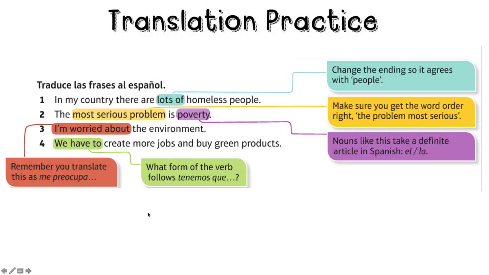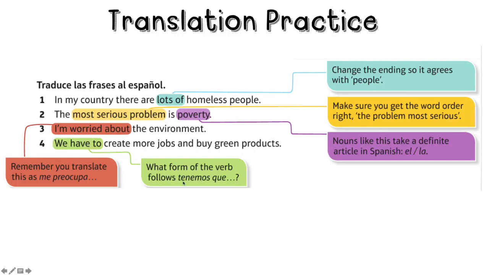Okay, so I'm going to give you the answers. I hope that you didn't use Google Translate. So, number 1. En mi país hay un montón de personas sin hogar. O hay muchas personas sin hogar. Número 2. El problema más serio es la pobreza. You need to say la pobreza. Number 3, you can say me preocupa. Me preocupa el medio ambiente. ¿Vale? Me preocupa el medio ambiente. Okay?